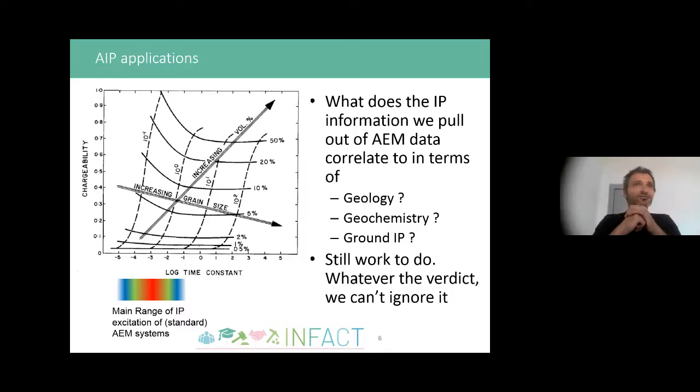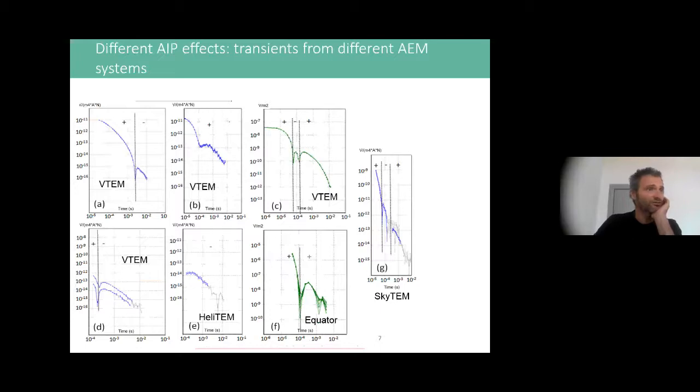and at the end of the day, it doesn't really matter what we're exciting, because the moment you have an IP effect in the data, the transient is distorted, and if you don't model it right, your conductivities will be wrong. But definitely we need a lot of work to really get to the bottom of what an airborne IP signal is mainly associated to, but we can't ignore it. So these are all examples of IP effects I've seen over the years, and many more. This is a little bit updated. All of these are IP effects on real data.